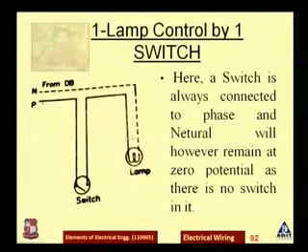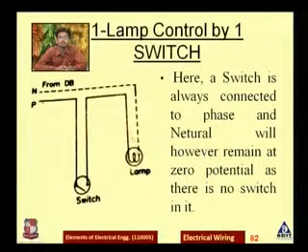In this diagram you can see that a switch is connected with one lamp. What is this P and what is this N? Some students may be confused and say that P is positive and N is negative. No, it is not like that. P is phase and N is neutral, right. So how have we connected this with the lamp? You can see that a switch is connected with the phase only. There is no switch component connected with the neutral.